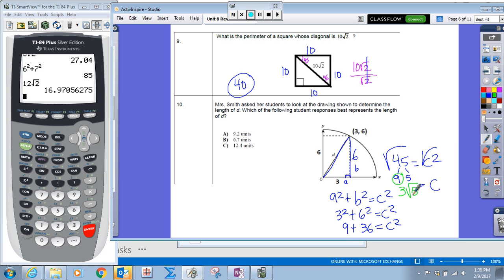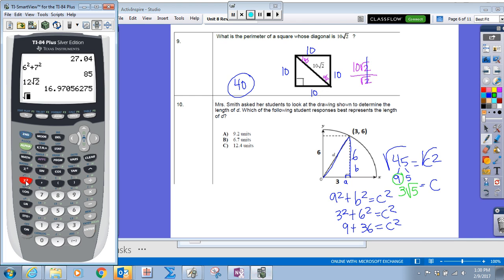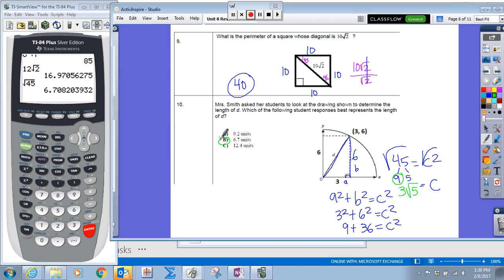Oh, we didn't have to do all that. So really you could just put the square root of 45 in your calculator from the very beginning. And that was 6.7. So just be aware of what your answers are in. If they were in square roots, you would need to do what we did over here.